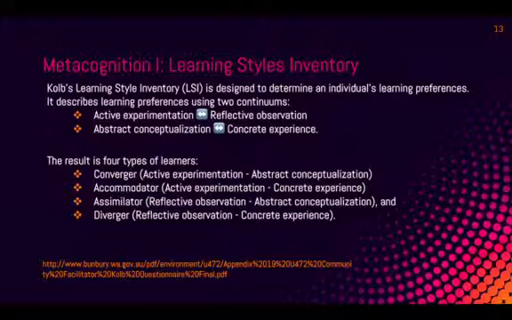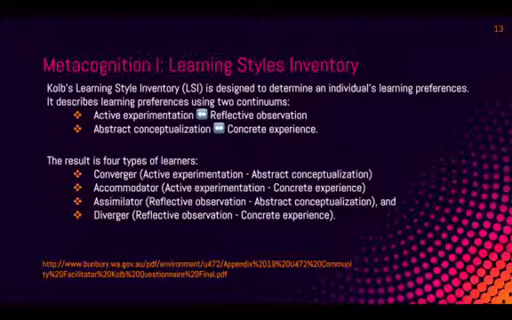Converger, active experimentation, abstract conceptualization. So you're starting off by experimenting and then combining this with theorizing, I guess, in order to come up with new ideas. The accommodator, you're experimenting with what you've already discovered in concrete experience.